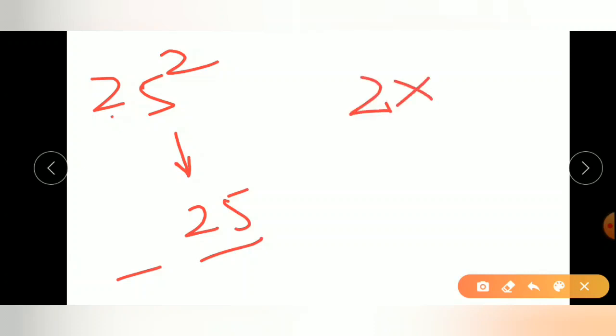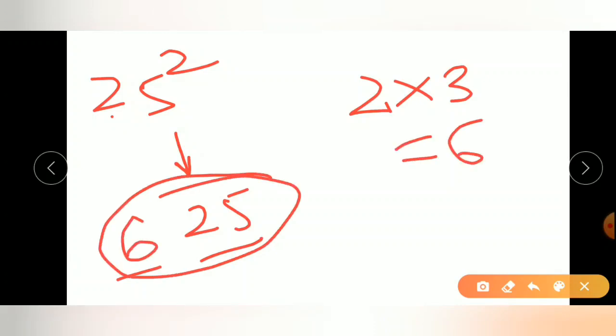So the square of 25: we put the square of 5, which is 25, and in the second place we have to put the multiplication of that number with its consecutive higher number, 2 into 3. The given number is 2 and its next number is 3. By multiplying we get 6, so 625 is our final answer.